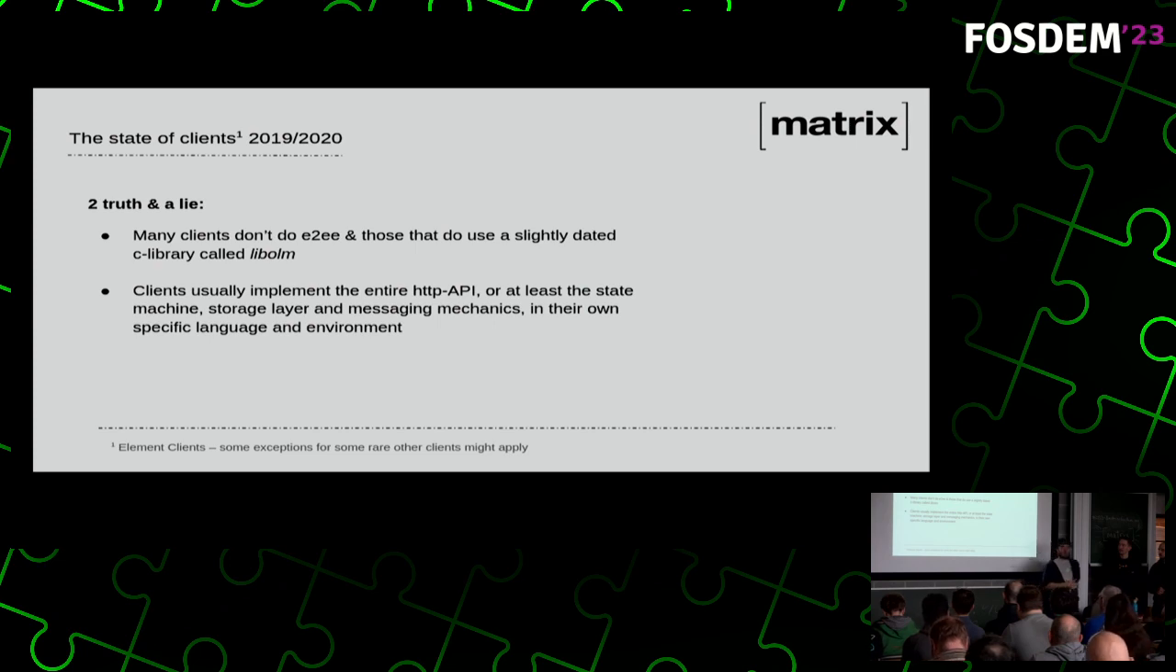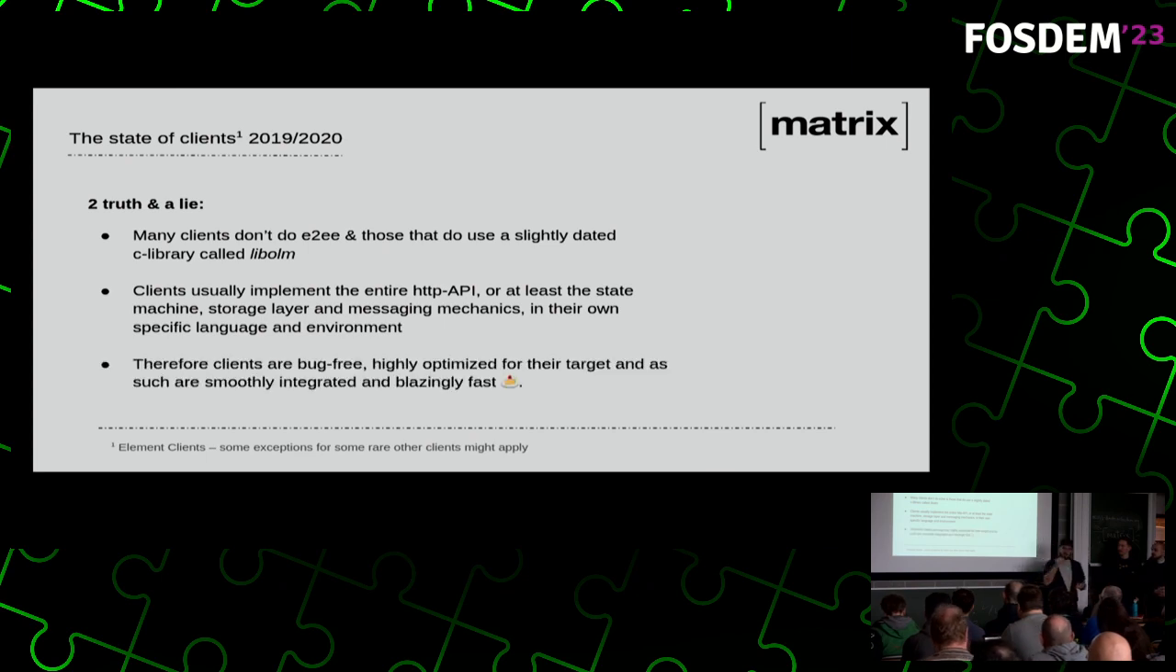Clients usually implement the entire HTTP layer, or at least most of the state machine around room state, who's allowed to write, as well as the entire messaging mechanics themselves, in their own language, in their own environment. Therefore, clients are super fast. It is totally integrated into the system that they are in. It is just a smooth experience.